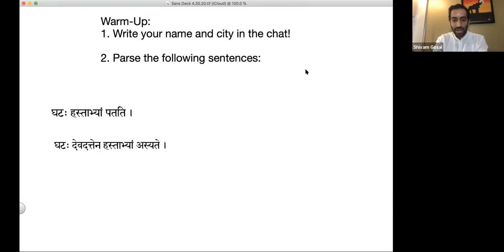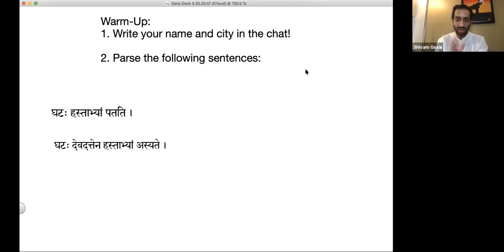So then we would say karane tritiya to asyate. So the pot is thrown with the hand, and then devadattena. Now devadattena, devadatta shabda akaranta punlinga. Now we know this is 3-1. That's pretty clear. And it's karmani prayoga, so we can probably say that this is kartari tritiya, right? The doer of the action, kartari tritiya. So the pot is thrown with the hand by Devadatta.